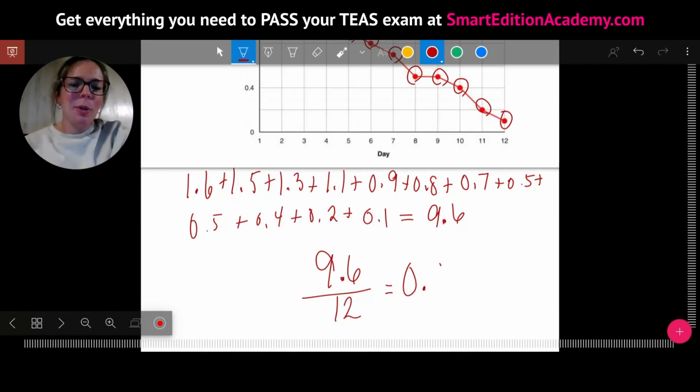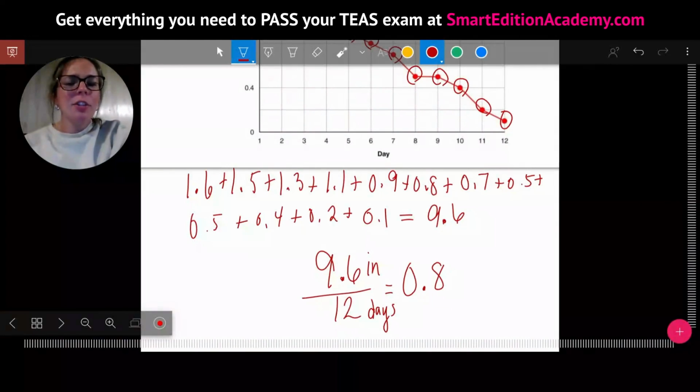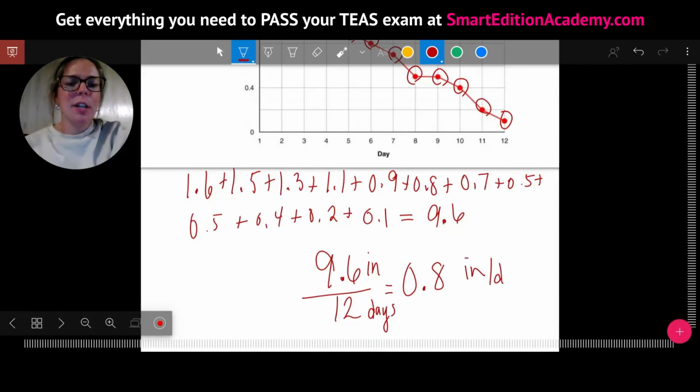We get 0.8. And remember, just like before, this is inches and days. So the average here, or the mean here, is really just 0.8 inches per day. That is the average amount of rainfall.